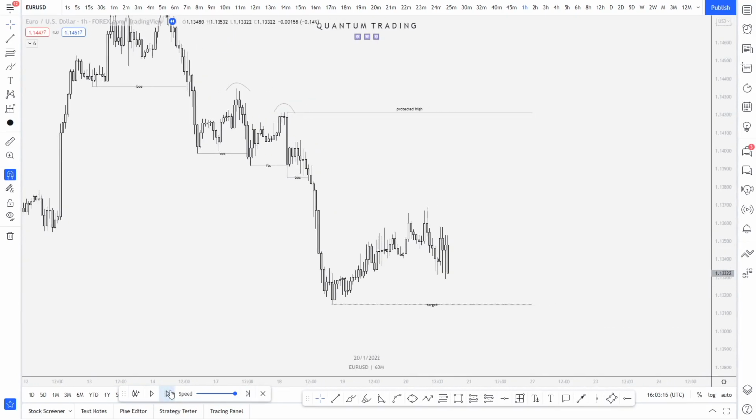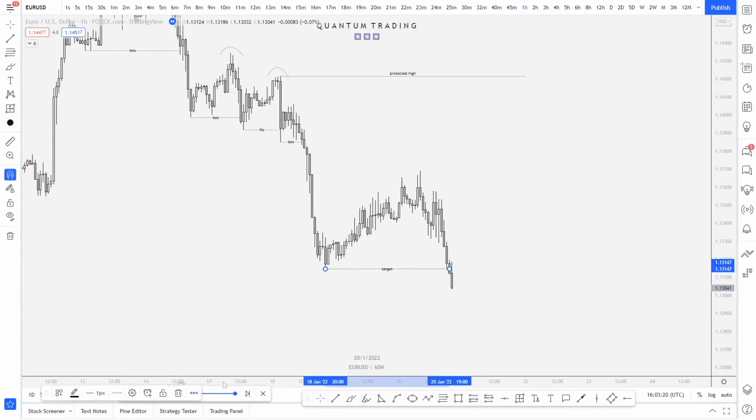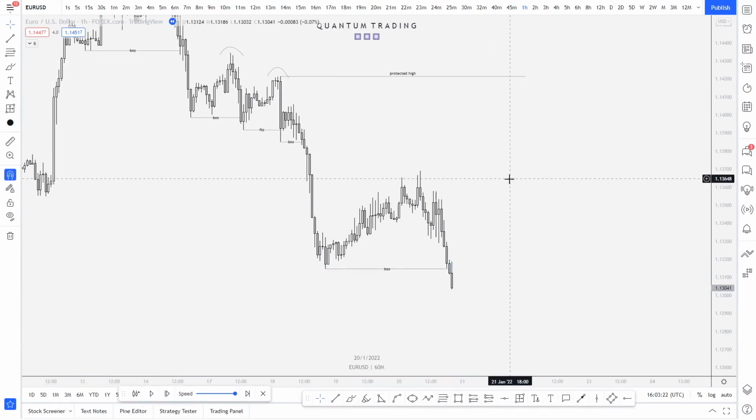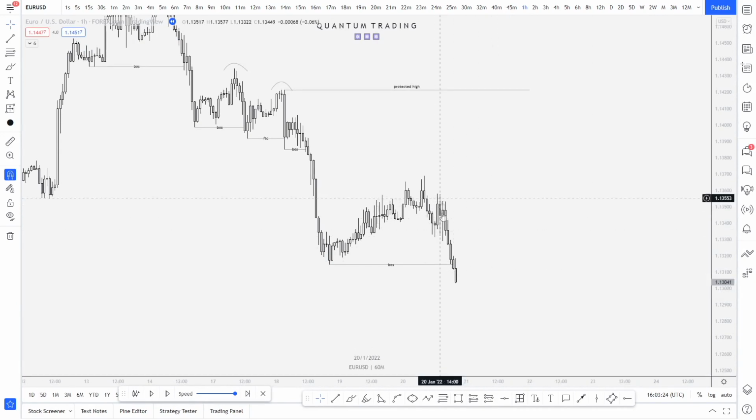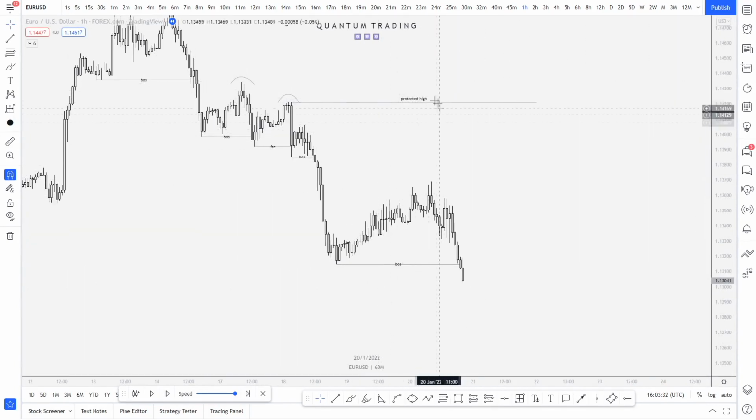So we get now what we call a complex pullback, and we can see here now we've had another break of structure. So now again, what do we know? We've had a bearish break of structure. The lower low once again has been taken. We've broken through the candle body. This now no longer is our protected lower high.